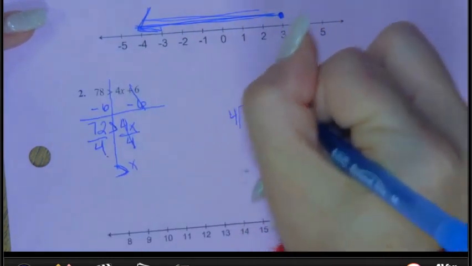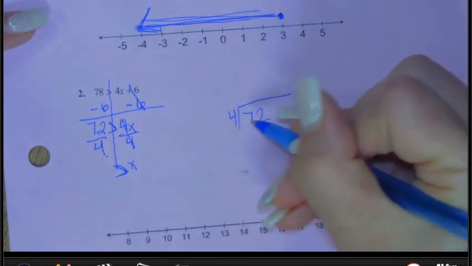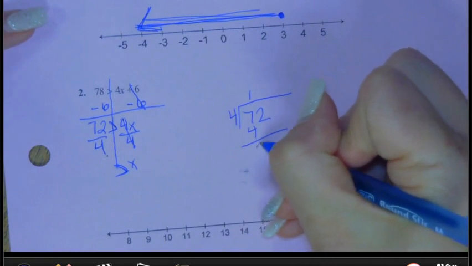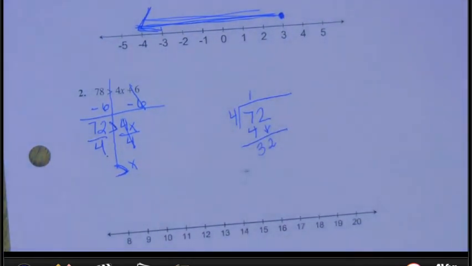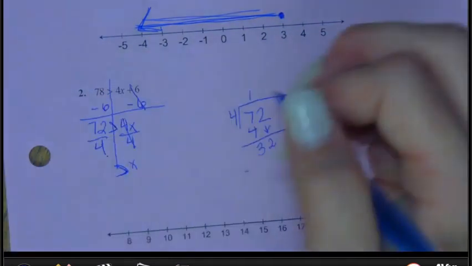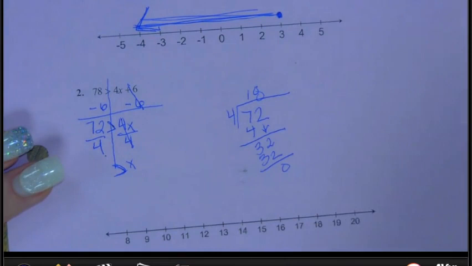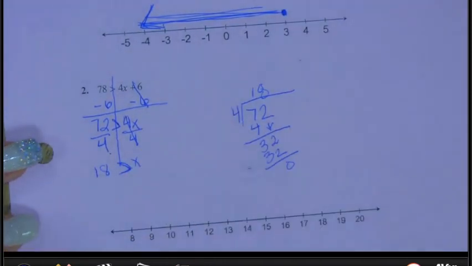And I'm going to come over here and do 4 on the outside, 72 on the inside. 4 can go into 7 one full time, with 3 left over, bring down the 2. 4 can go into 32 8 times with 0 left over. So 18 is greater than x.